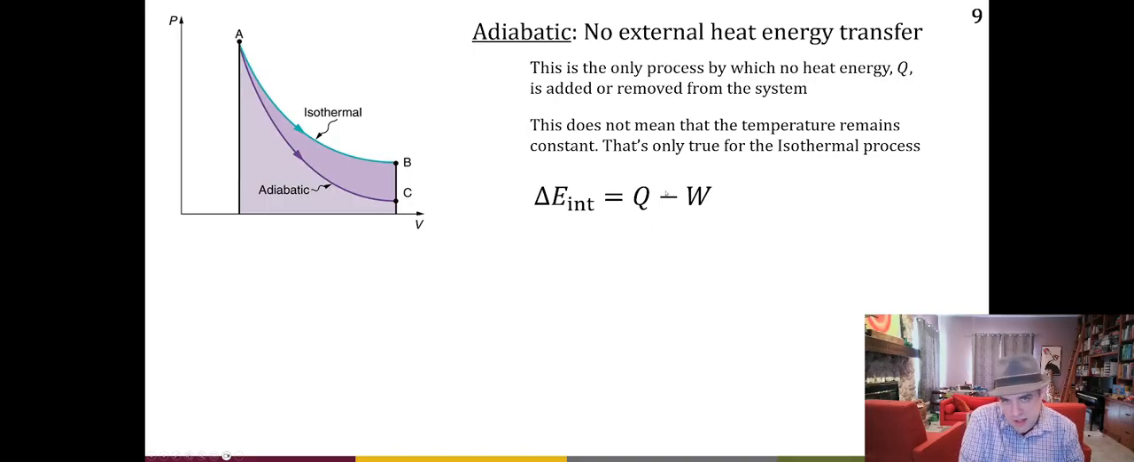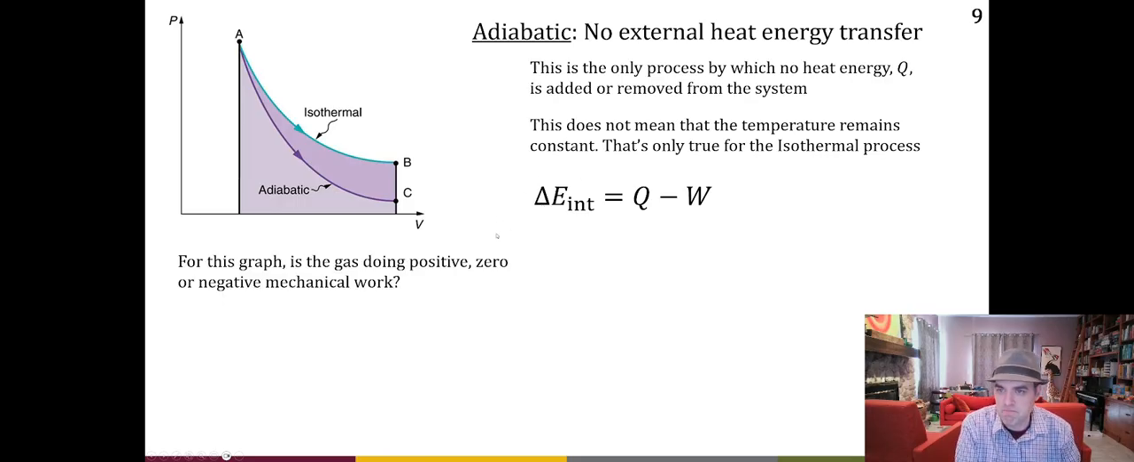If no heat energy is transferred, you see how there's still work done? There's still an area under the graph, which means that if Q is 0 and W is not 0, then the change in internal energy of our system is going to change. So the temperature is going to change. So you may think, oh, no external heat energy transfer, that means that there's no temperature change, but it's not true. In an adiabatic transition, because there's work and no Q, the internal energy will still change. So the temperature of the gas will still change.